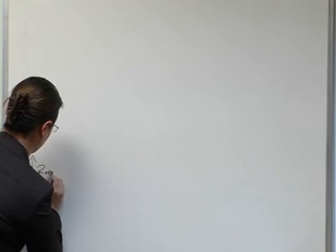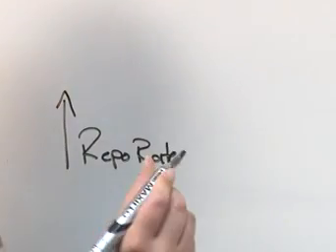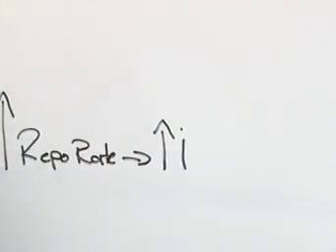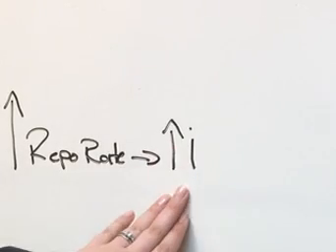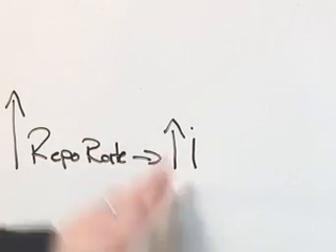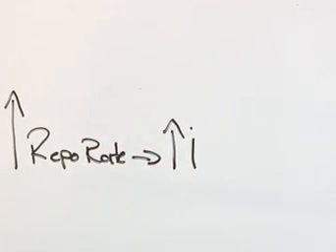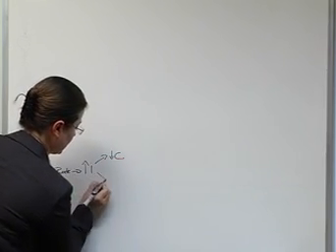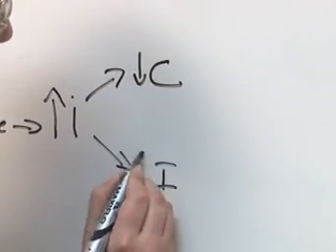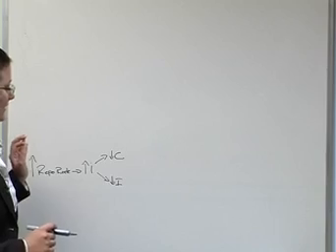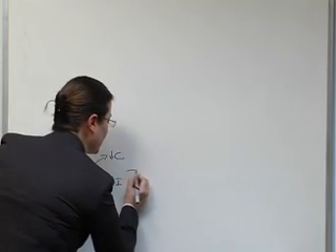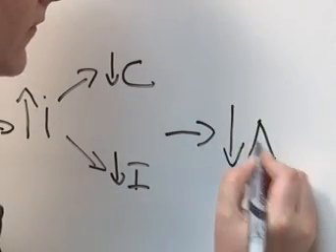An increase in the repo rate will lead to an increase in the market interest rate. When the market interest rate increases, bank loans for both consumption and investment spending will decline. Therefore, consumption spending declines and investment spending declines. This decline in consumption spending and investment spending will therefore lead to a decline in aggregate spending.